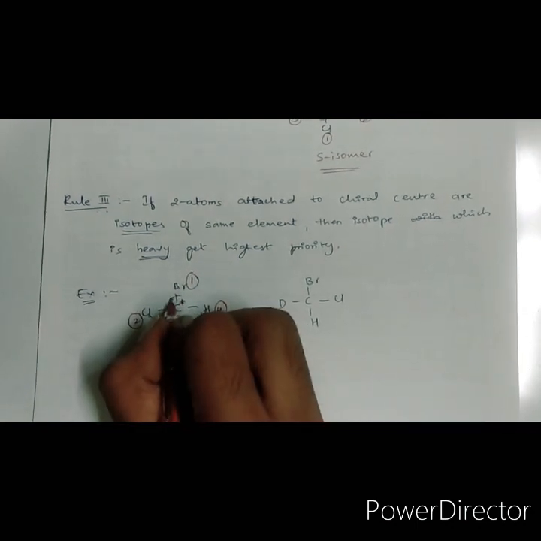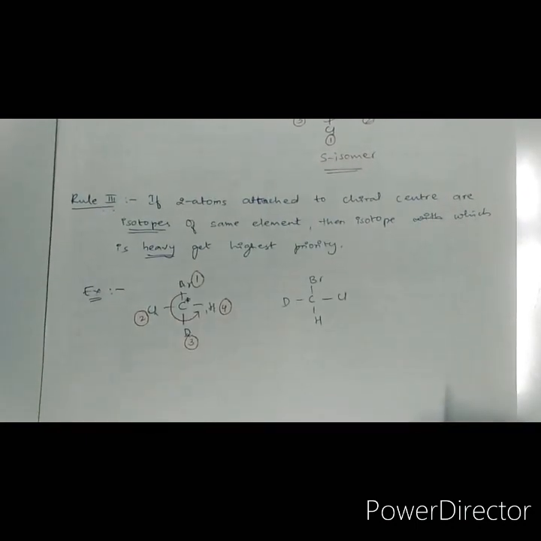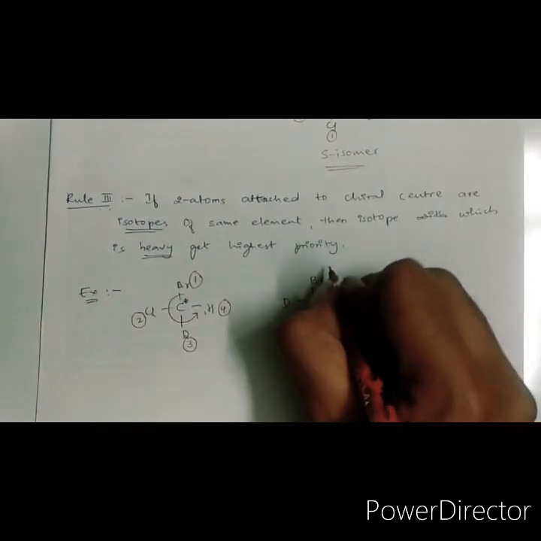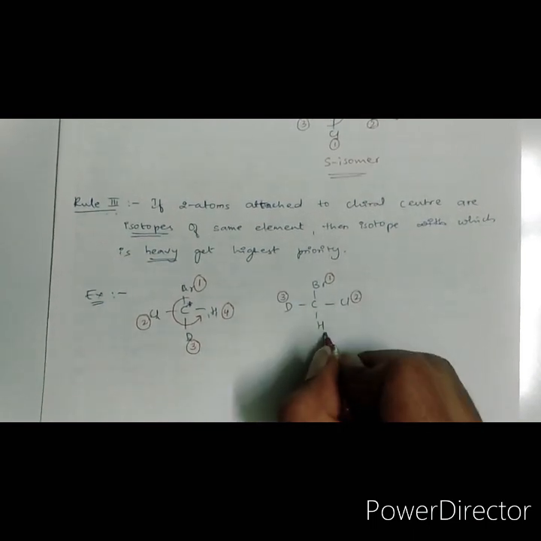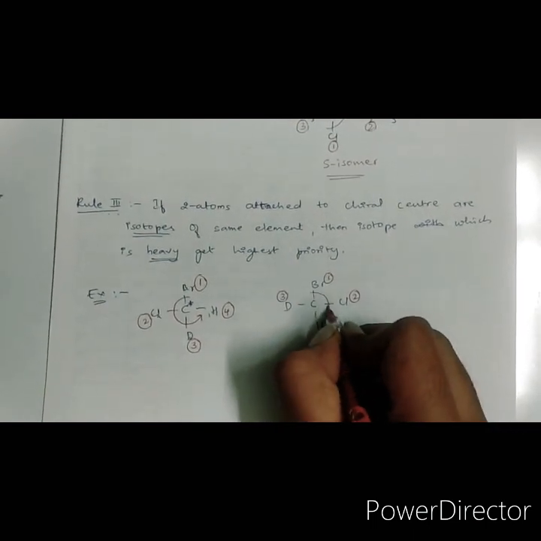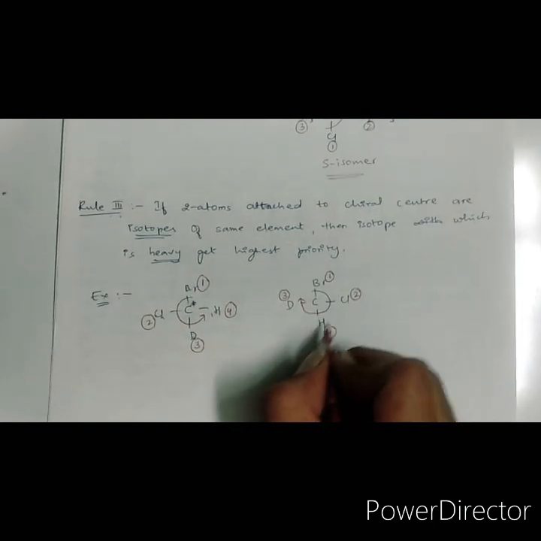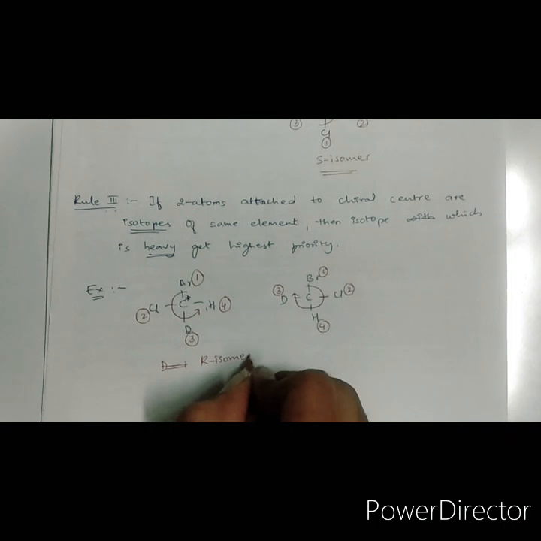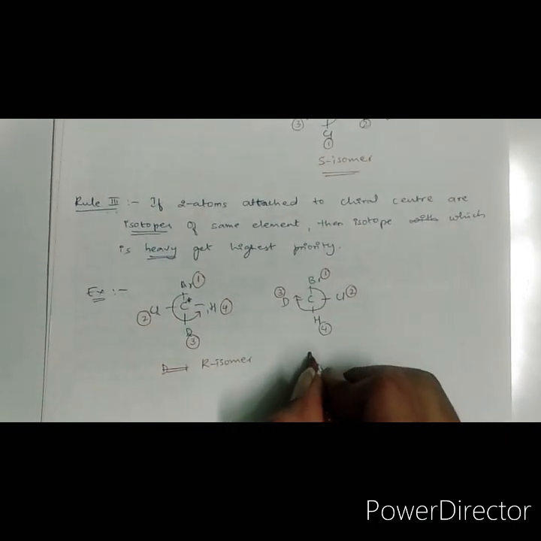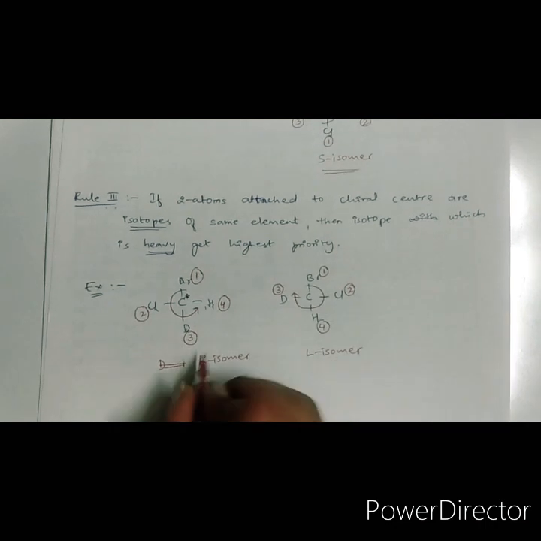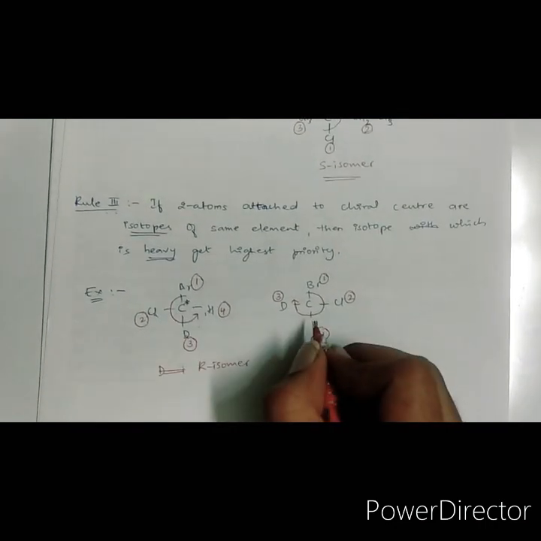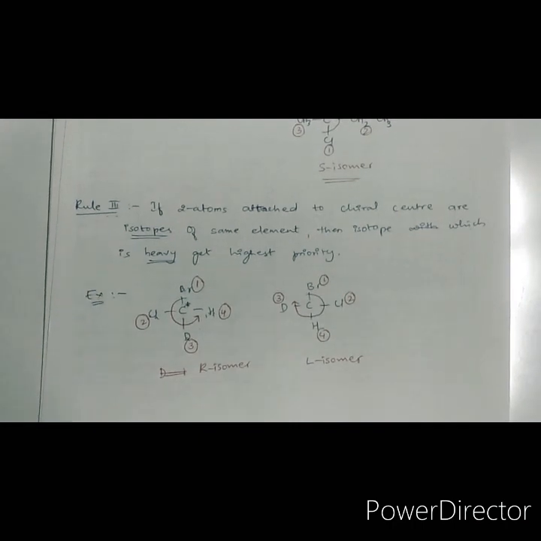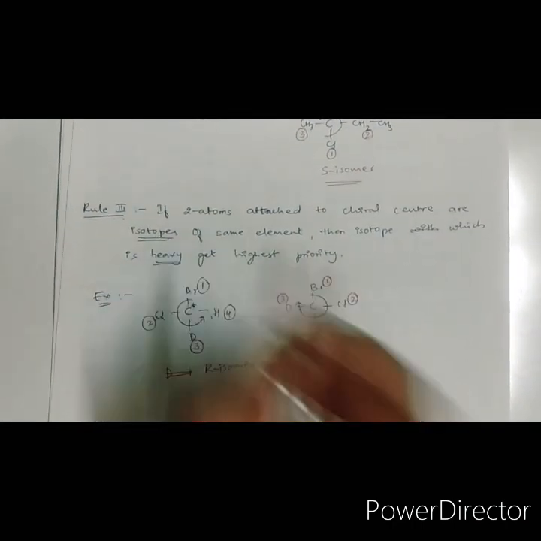So priority is moving in this direction. While in this case, bromine first, chlorine second, deuterium is third, and hydrogen is fourth. So the priority is moving in this way, that is left side, while the priority is moving in the right side. So this is R isomer. As it moves in the left side, it is L isomer. So this is R isomer and this is L isomer. So here we define based on the isotopes.